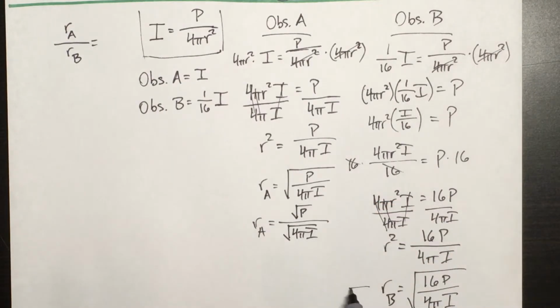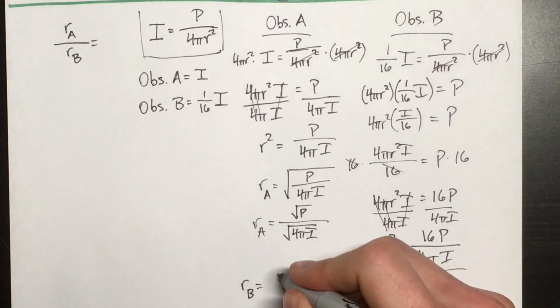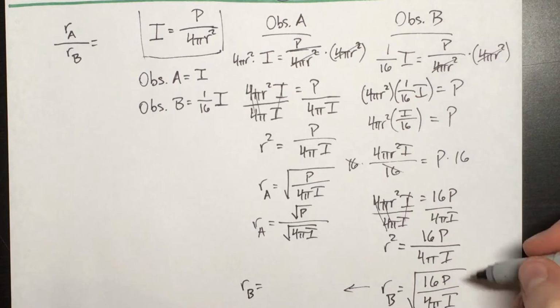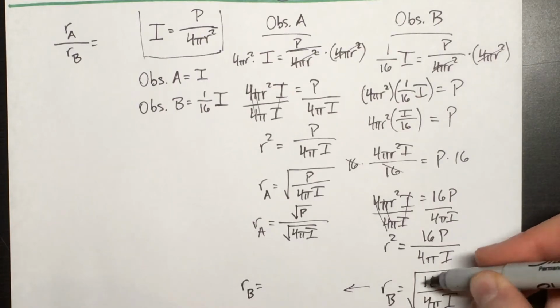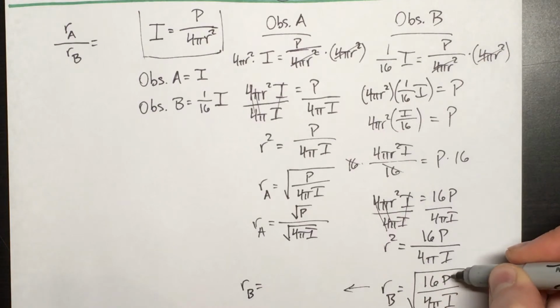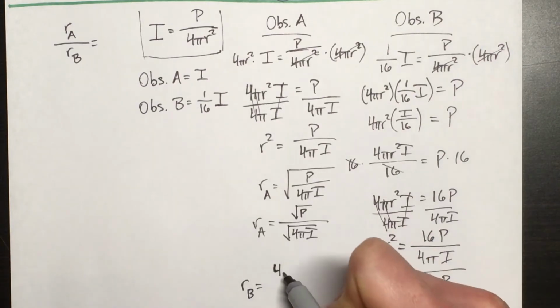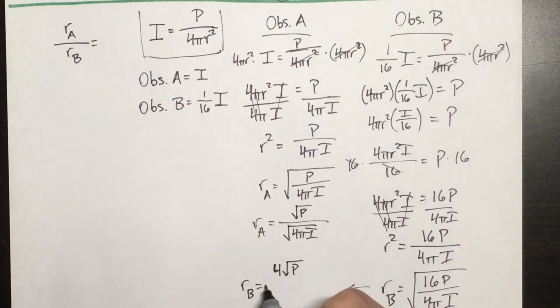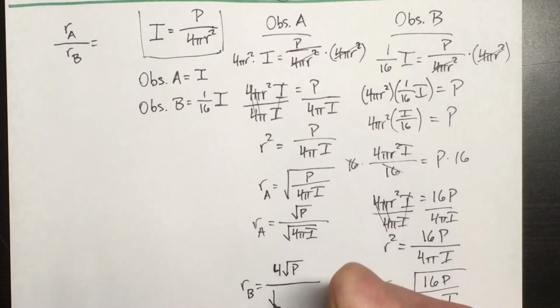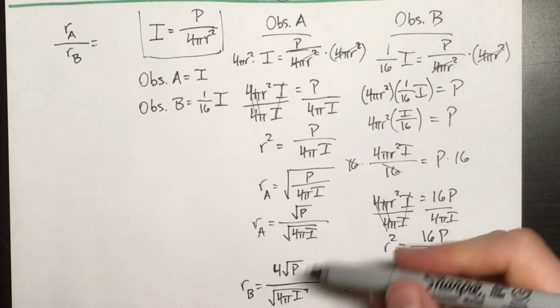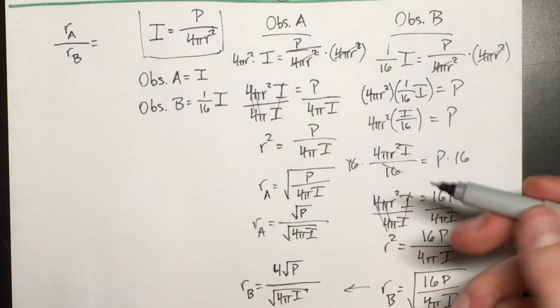Let me do the same thing with the RB. So if RB is equal to the square root of 16p, well, the square root of 16p is equal to the square root of 16 times the square root of p. So what's the square root of 16? 4. So this is actually 4 times, we don't know what the square root of p is, so we just write square root of p over the square root of 4 pi I. All right, so we've gotten this far. Now let's just go ahead and put one over the other, right?